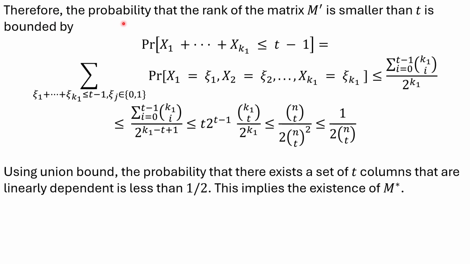Therefore, the probability that the rank of the matrix M tag is smaller than T is bounded by the probability that the sum of these x over K1 is less than T minus 1. We write this in a different way, where each variable is equal to 0 or 1. It's the same concept, and we're going to show why it's less than this here, and all the other steps. Using the union bound, the probability that there exists a set of T columns that are linearly dependent is less than half. This implies the existence of M star.